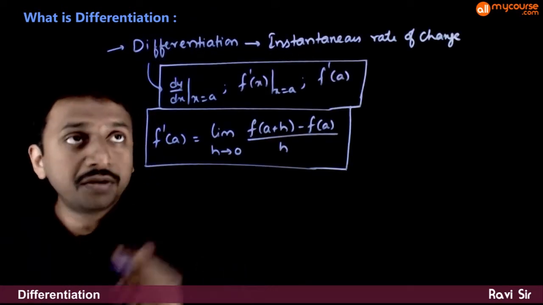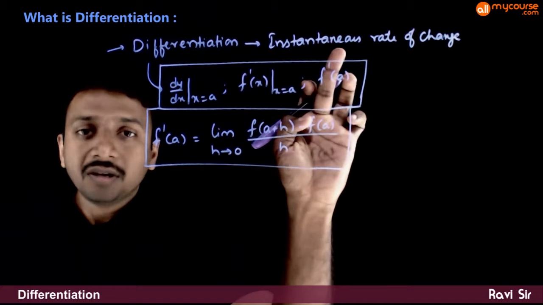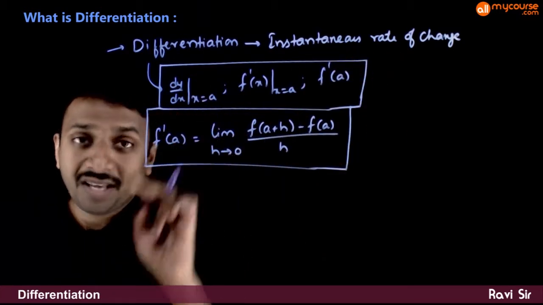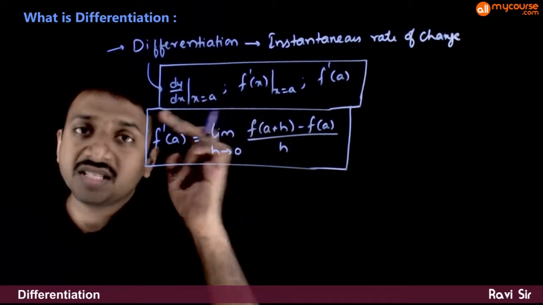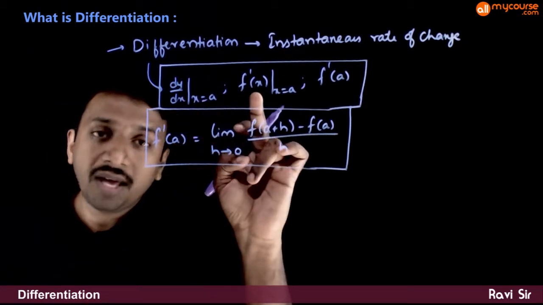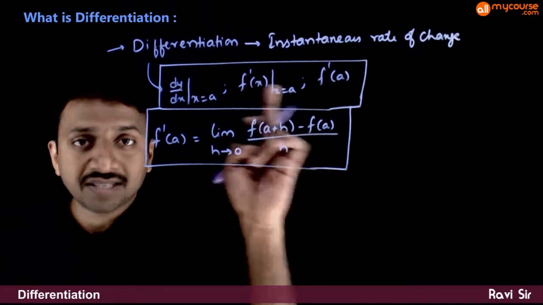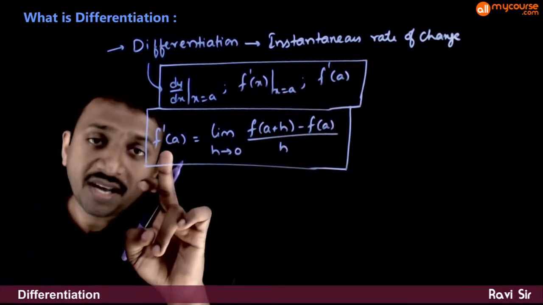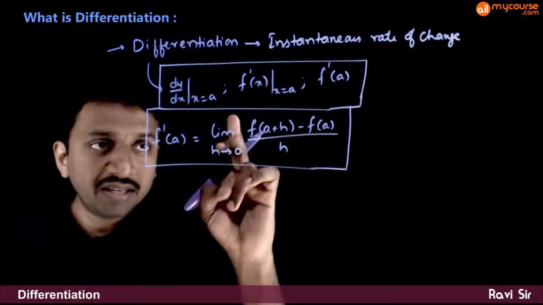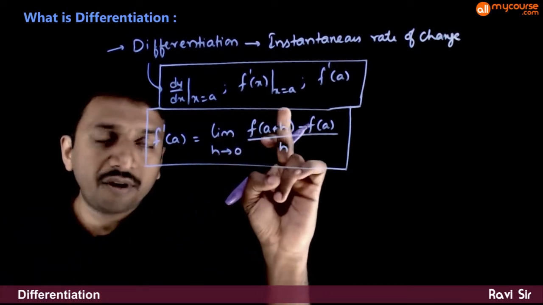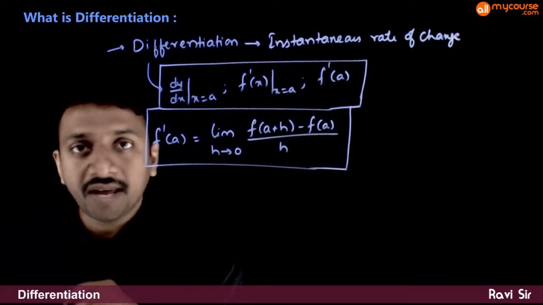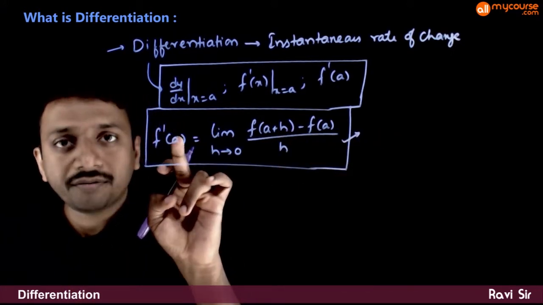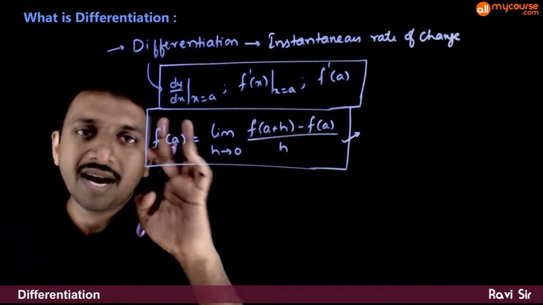So what we have understood till now is that differentiation means instantaneous rate of change. Dy by dx is the differential of y with respect to x at x is equal to A, can be written as f dash of x at x is equal to A, or simply f dash of A. And the definition of f dash of A is limit h tends to 0 f of a plus h minus f of a by h. So this is called the value of differentiation of f of x at x is equal to A.